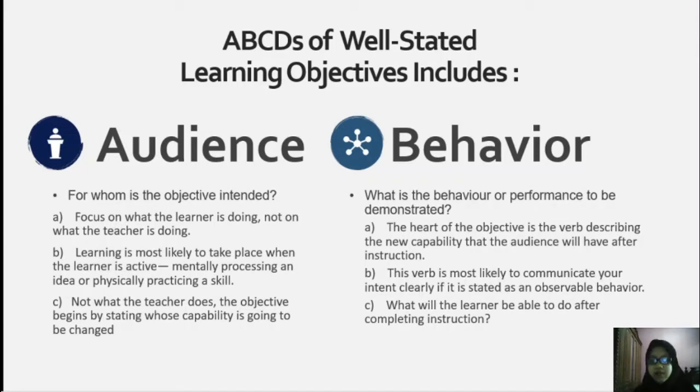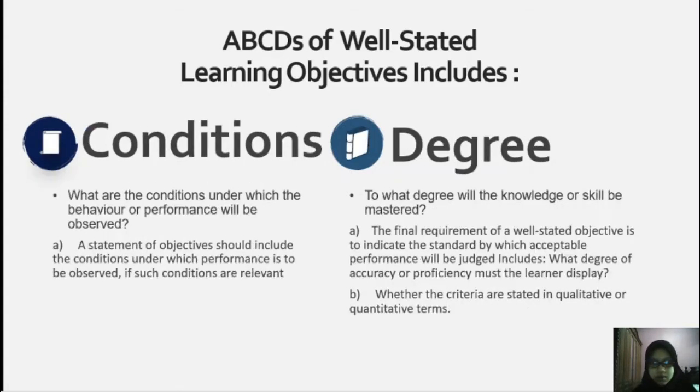Next is behavior. What is the behavior or performance to be demonstrated? The heart of the objective is the verb describing the new capability that the audience will have after instruction. This verb is most likely to communicate your intent clearly if it is stated as an observable behavior. What will the learner be able to do after completing instruction? All of these are categorized under the behavior step. The next one is conditions.